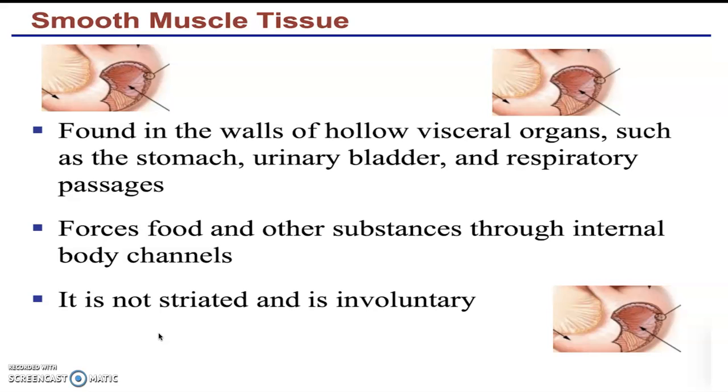So once again, the smooth muscle tissue is found in the walls of visceral organs such as the stomach, the urinary bladder, and the respiratory passages. And when I say visceral organs, I mean except the heart. And it forces food and other substances through internal body channels, and it's not striated, it's involuntary, which means it does its own job. We don't have to control it, they do their own job.